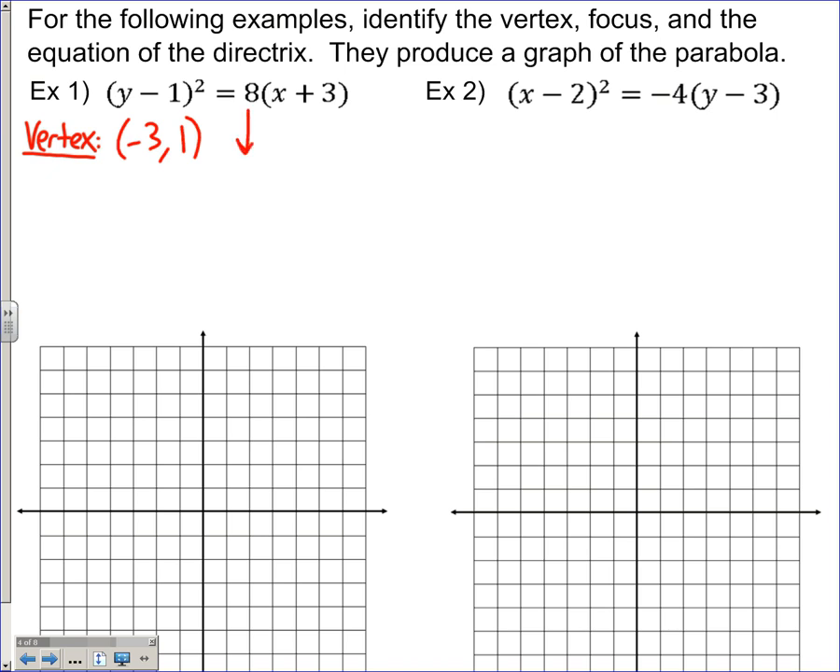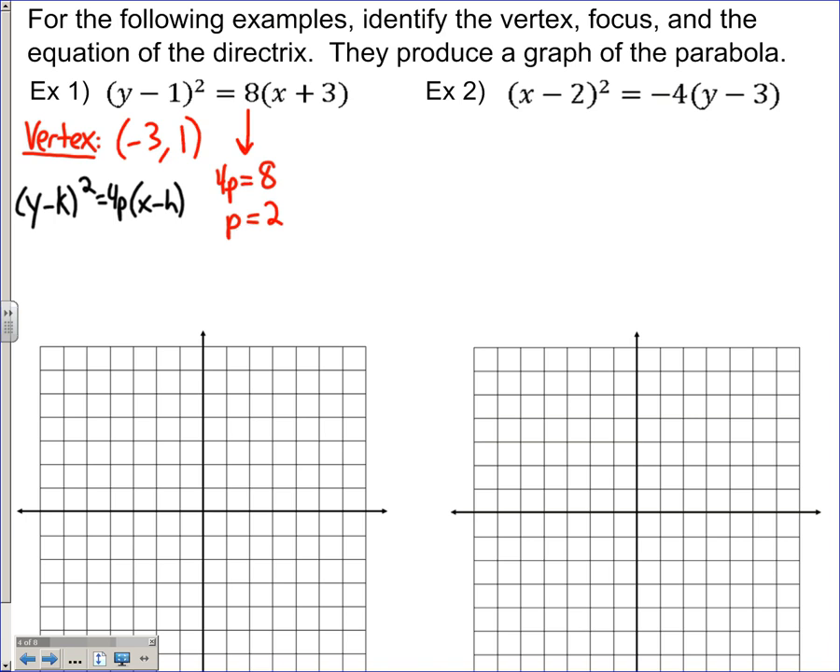So I'm going to take this value of 8, and I'm going to set 4p equal to 8. Because if you notice in your equations on the first slide, we have (y - k)² = 4p(x - h). So whatever number is multiplying our (x - h), that's equal to 4p. So this gives us a value of p equals 2. So the focus and the directrix are a distance of 2 away from that vertex.